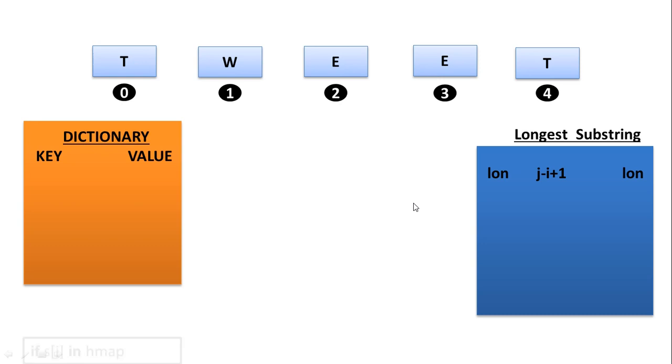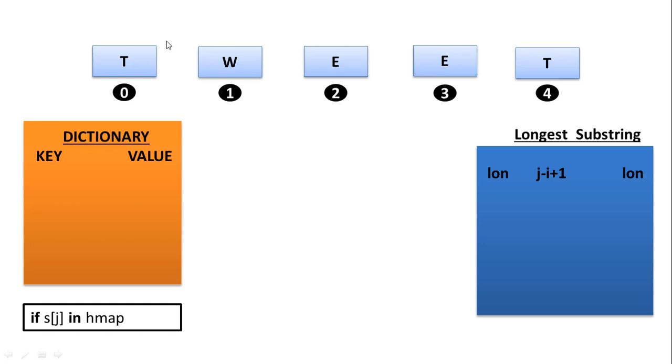When we do that, we have to check for a certain condition within each iteration. And what's that condition? We have to check if the current element, which is marked by j, is already present in the dictionary. For example, initially when j is 0, we will check if t is already present in the dictionary. And we find that t is not present in the dictionary. Then we have to perform a certain operation, which I'll be explaining very soon. So let's begin our iteration.